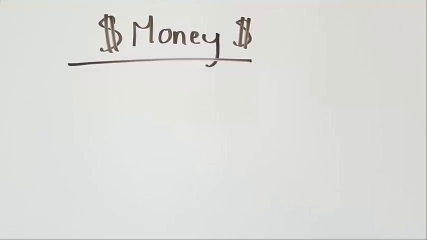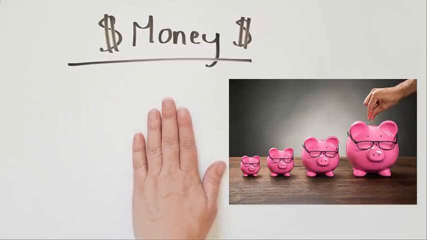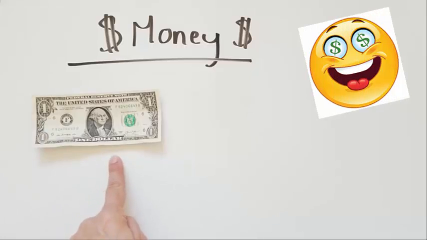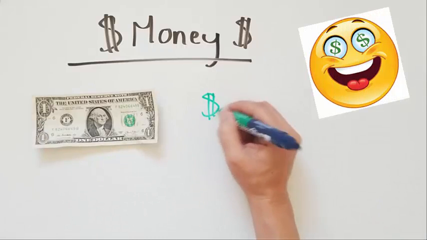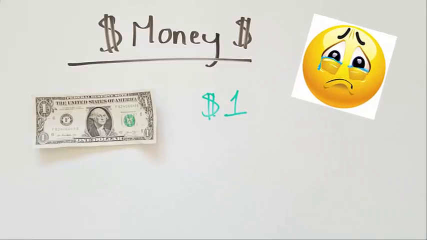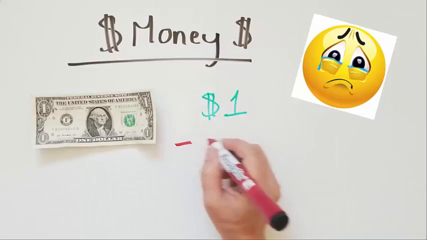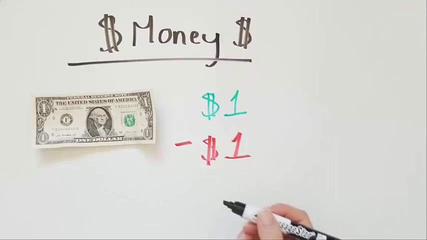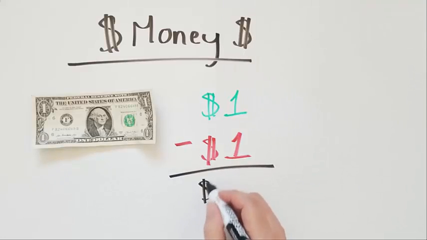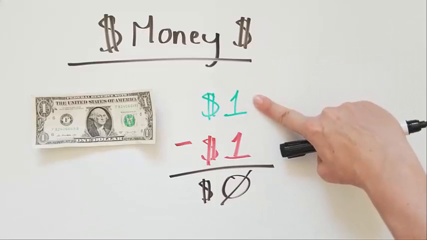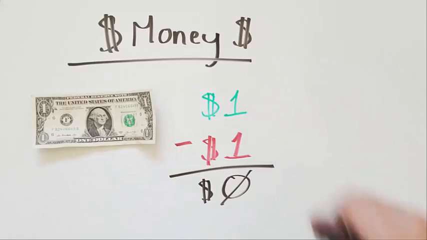I want to introduce our next concept by first talking about money. Let's pretend that you worked, and for that work you made $1. So we would represent that by you making $1. And then your mom said, hey, you owe me money. You didn't do your chores. You owe me $1. So that would be your mom saying, you need to give me $1. Well, how much money do you have now? You have $0 left. You didn't make anything. Your $1 and you owing $1 canceled each other out.